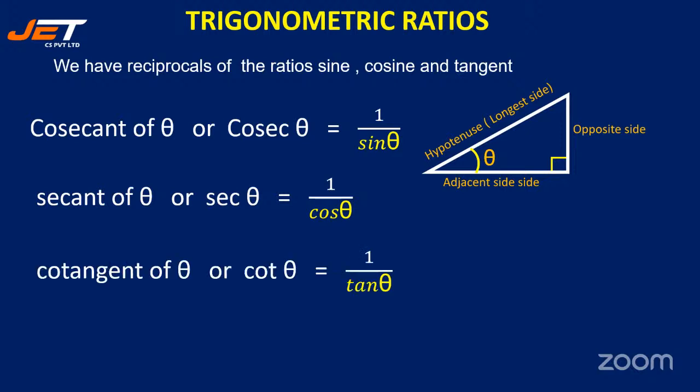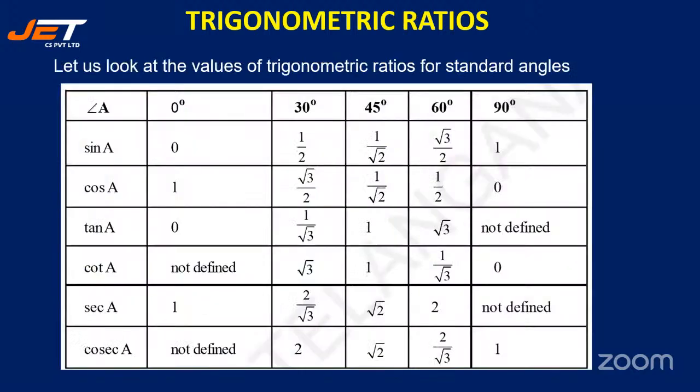And of course, we know tan and cot. So tan theta is 1 by cot theta, or cot theta is 1 by tan theta. So to sum up, we have 0, 30, 45, 60, 90, for which we have taken sine A, cos A, tan A, cot A, secant A, cosecant A. All right, students.